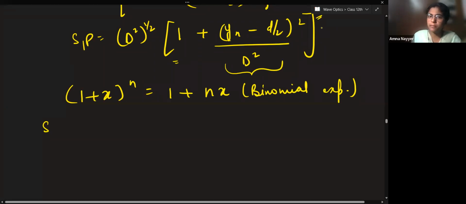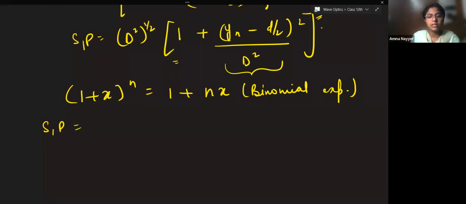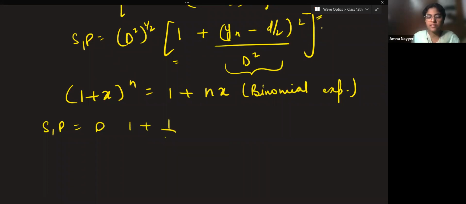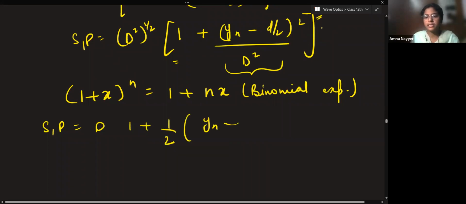So 1 plus nx. Now see, S1P is equal to d. So this is 1 plus, now half will come, nx is there, no? So half, now your x, yn minus d by 2 whole square by d square.